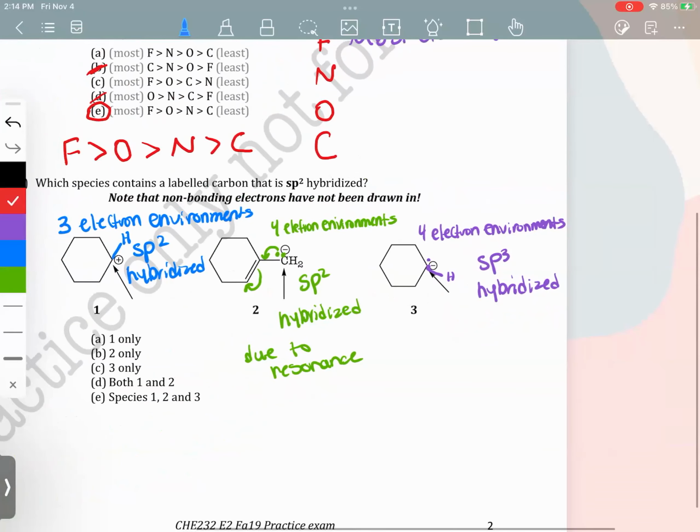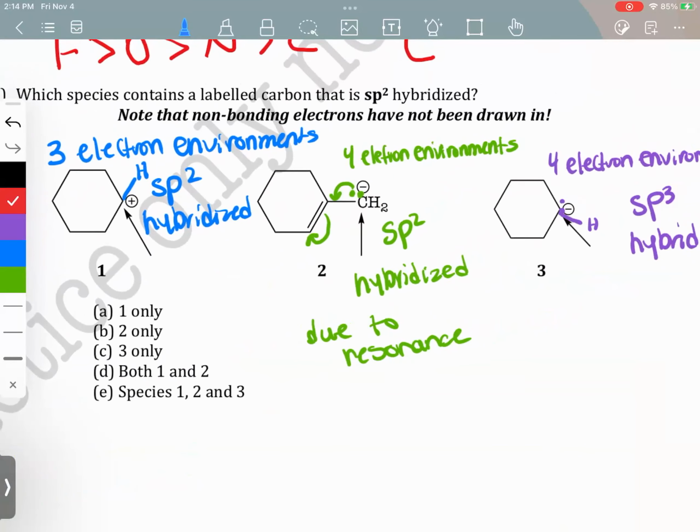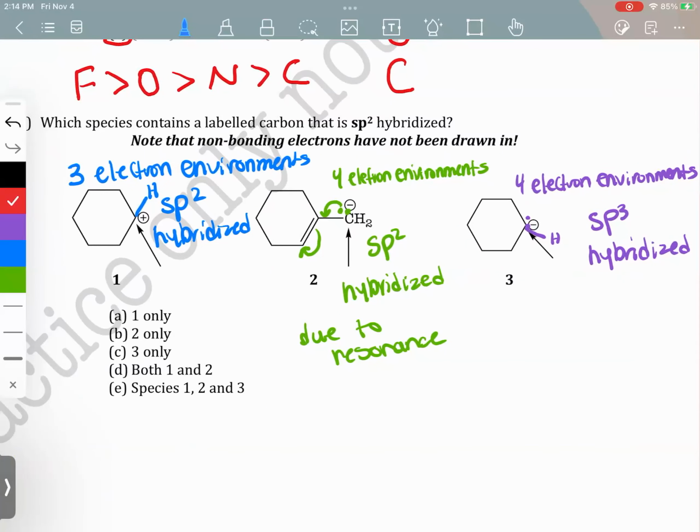So now it says, which species contain an sp2 hybridized carbon? The answer is what? Which answer choice matches? It is D. Only 1 and 2 have an sp2 hybridized carbon. Okay. Any more questions on this question? No, not really. Let's move on to the next question.